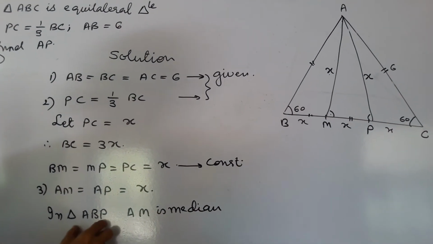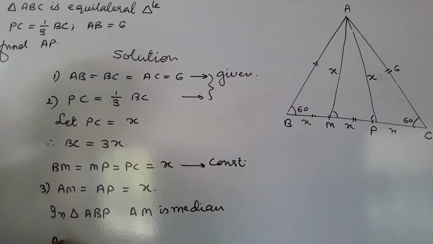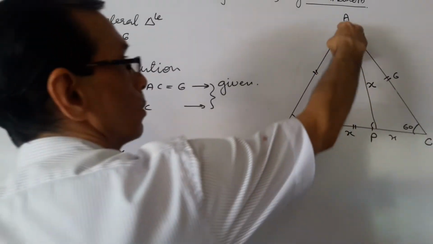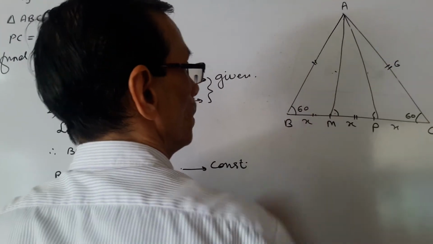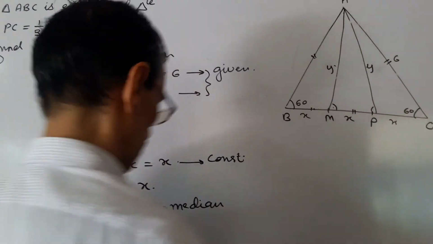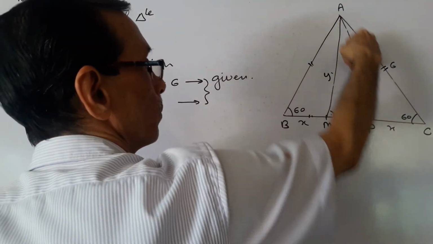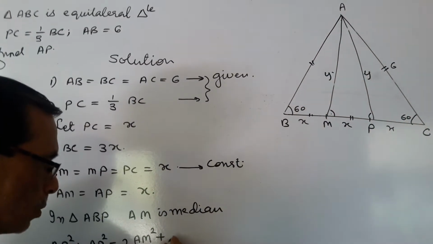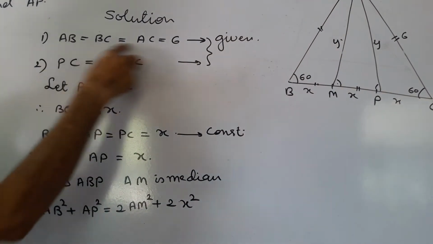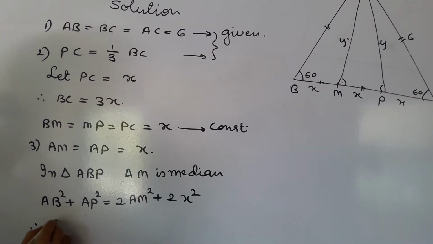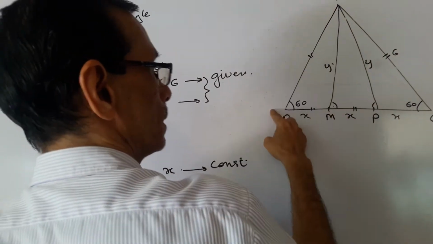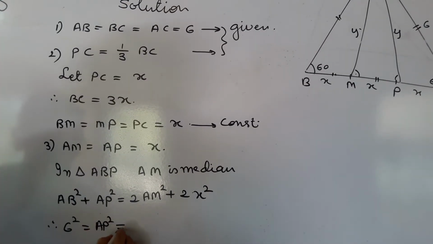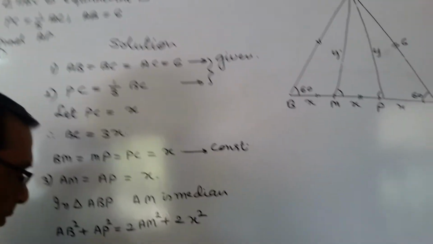So in triangle ABP, we are applying Apollonius's theorem. So AB square plus AP square is equal to, let us take this as Y. So we get AB square plus AP square equal to 2AM square, median square, plus 2X square. But we know the AP is 6.